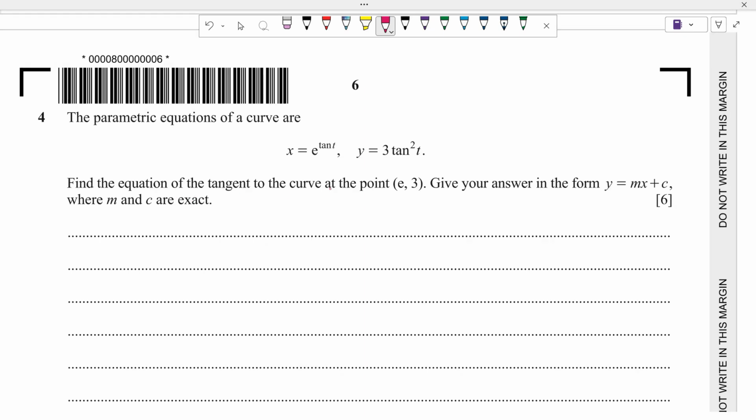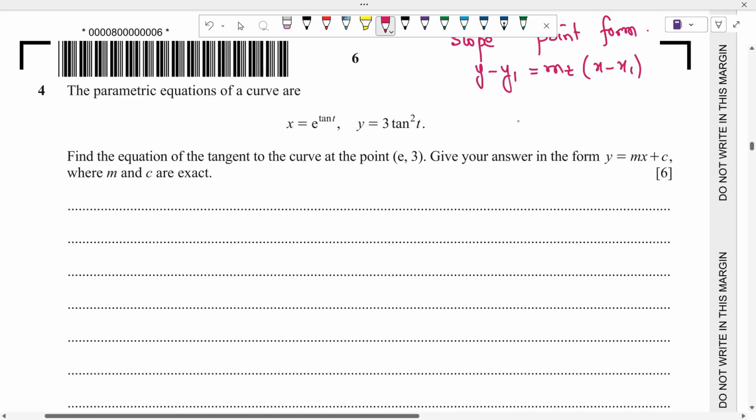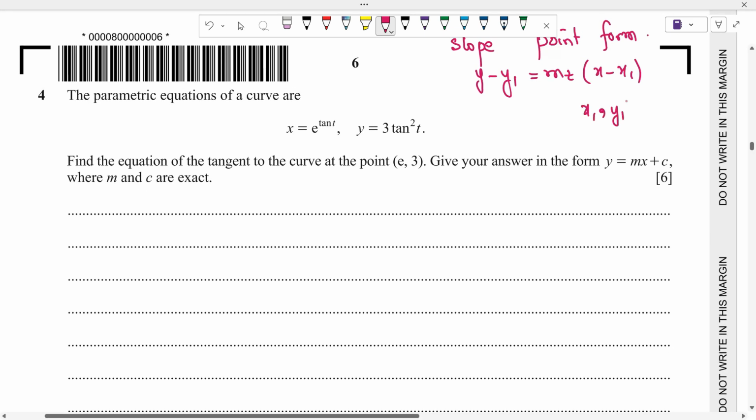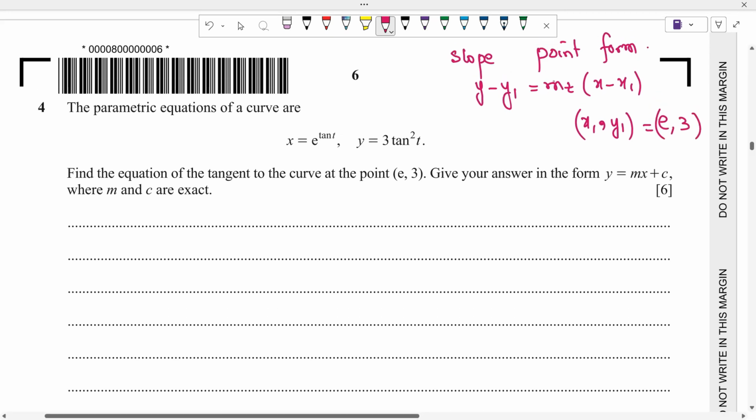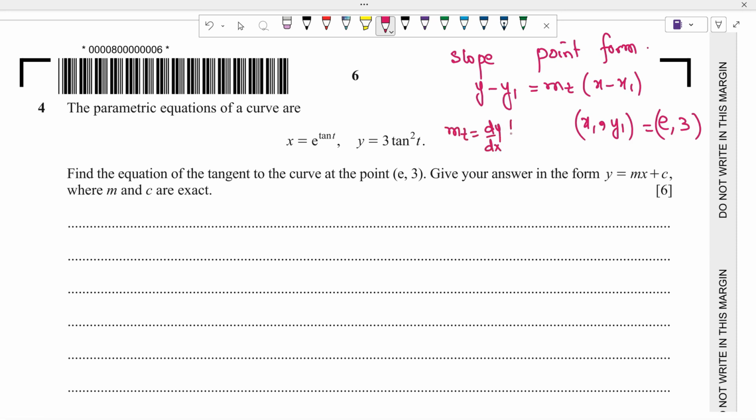Okay, we need to find the equation of the tangent at the point (e, 3). To find the equation of the tangent, we need the slope. We will use the slope-point form, which is y minus y1 equals mt times x minus x1, where mt is the slope of the tangent. The point we already have, (x1, y1) equals (e, 3). We need to find mt, the slope of the tangent, which is dy/dx at the point (e, 3).